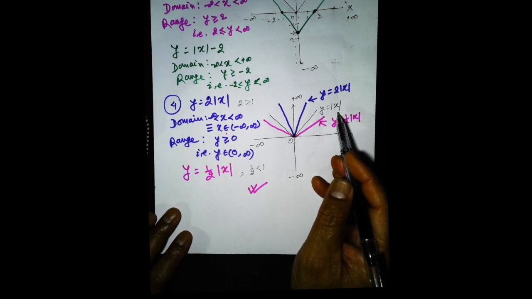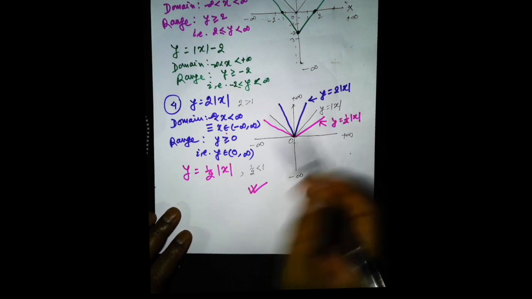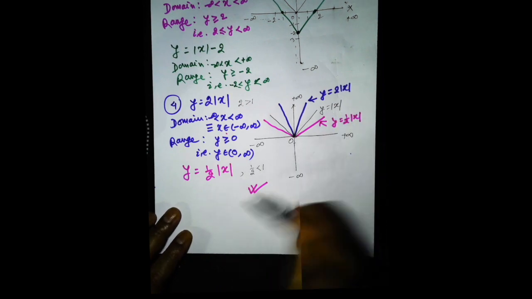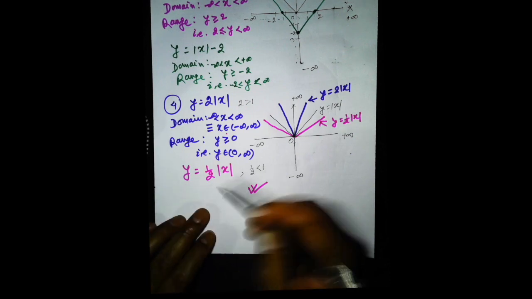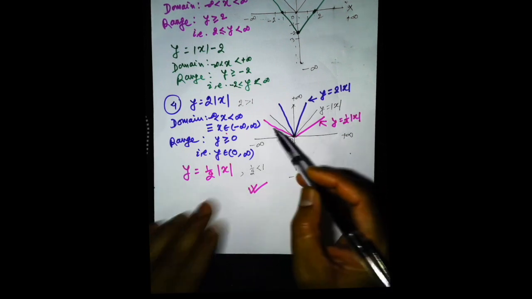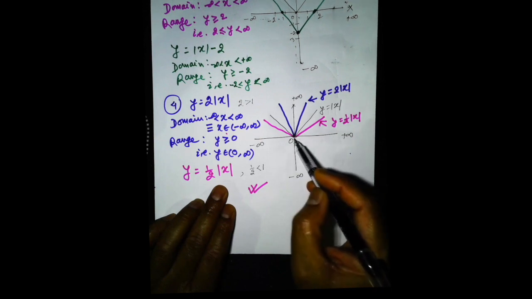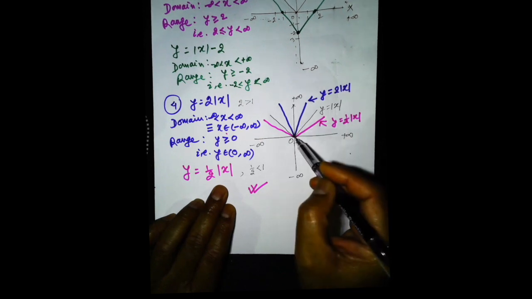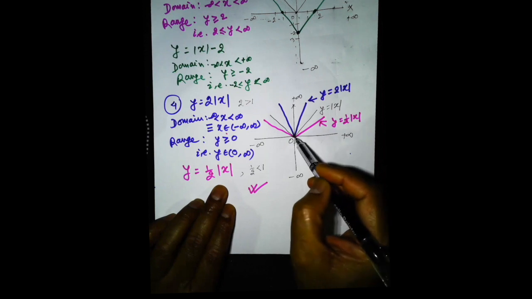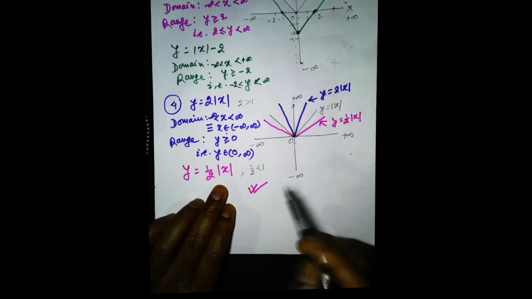Then can you talk about the domain and range of the function? Here I'm not writing it, but you can write it if you like. Its domain is still negative infinity to positive infinity, but the range is 0 to plus infinity, because the value of y starts from 0 and moves towards infinity.